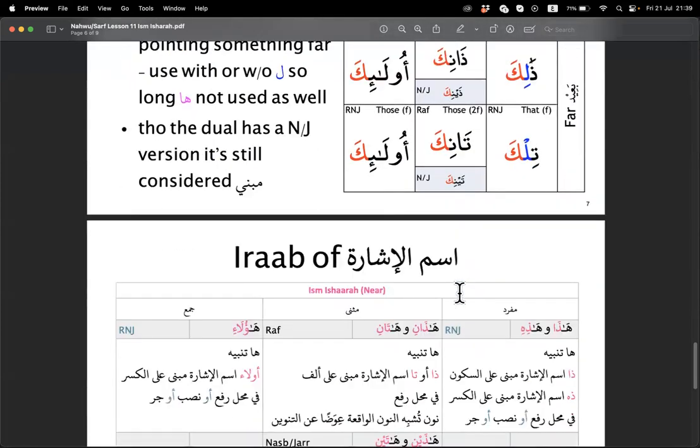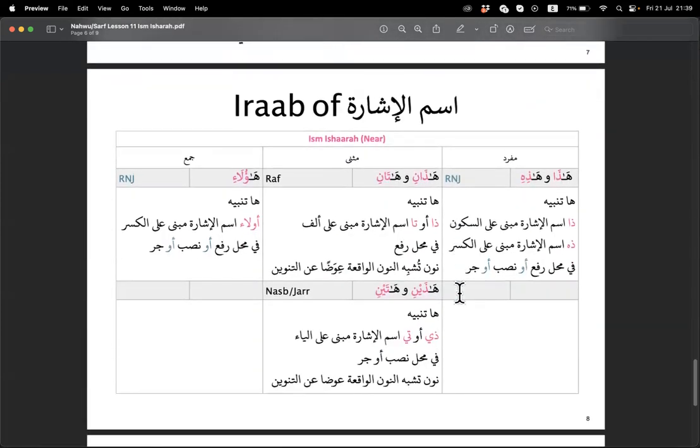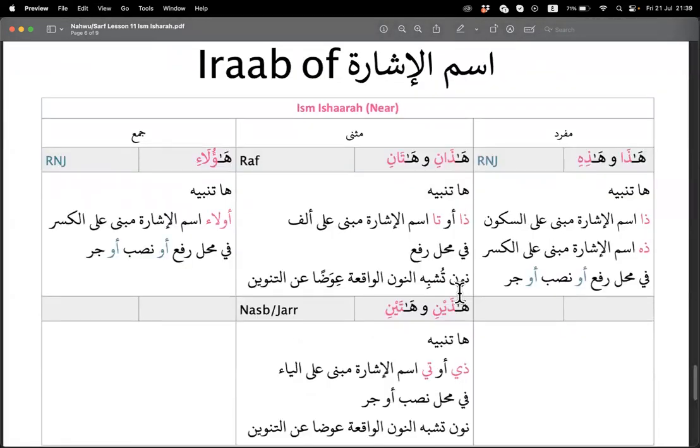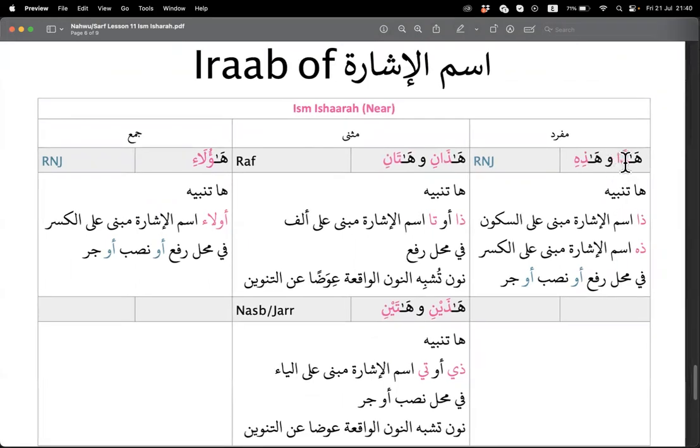So here, this is the i'rab for the near one first. The singular one, whether it's hadha or hadhihi, both ha is ha tanbih, grabbing attention. You don't have to remember all this. Ism Isyarah is not many in the Quran anyway. So you don't have to memorize all this, just come back here whenever you need to. Your dha or your dhihi is the Ism Isyarah. This part you should try to remember. The dha and the dhihi, that's the Ism Isyarah. The ha is ha tanbih.